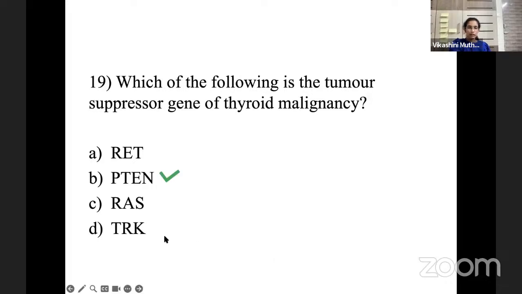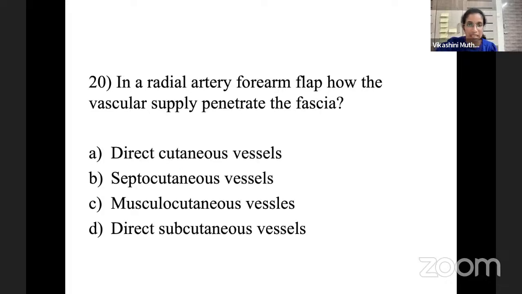Rest all the others use this MAPK pathway. All this acts, there is only stimulation happening here. Stimulation causes differentiation. Stimulation causes proliferation. And all these tumor cells have their own ways of escaping apoptosis, and ultimately the tumor survival is promoted. Whereas PTEN suppresses the tumor. So this is the only tumor suppressor gene for thyroid malignancy. Got it? Next, again, a plastic surgery related question.